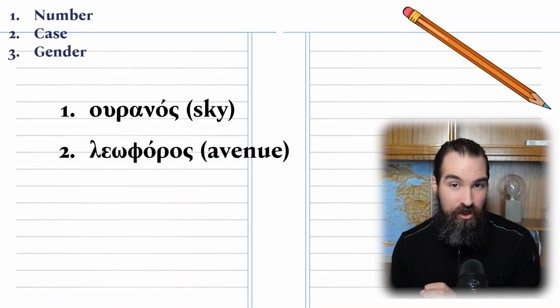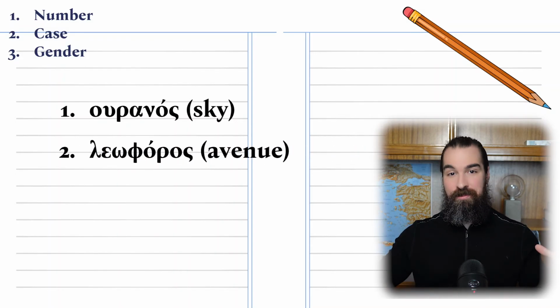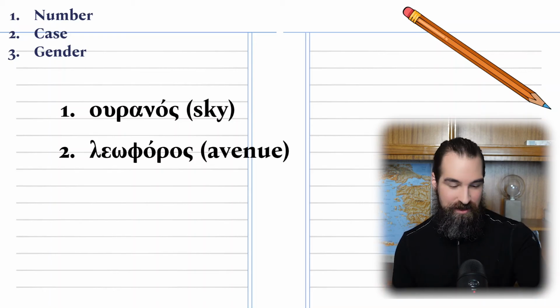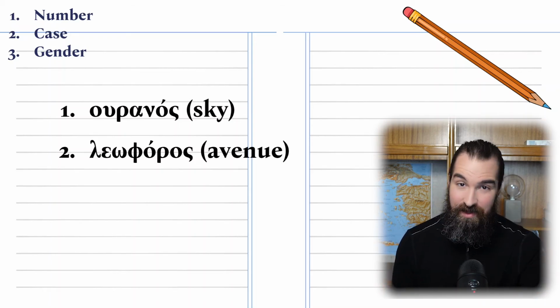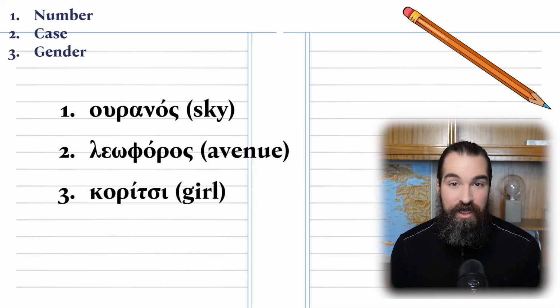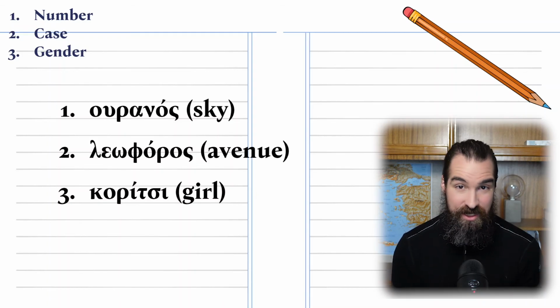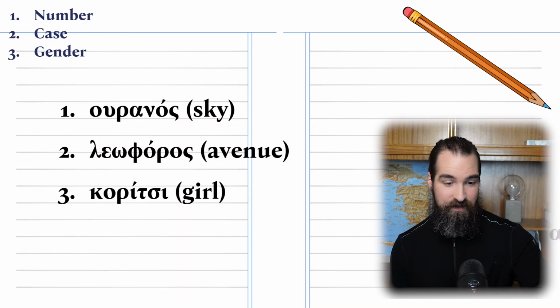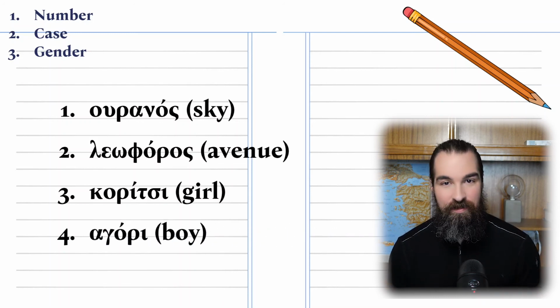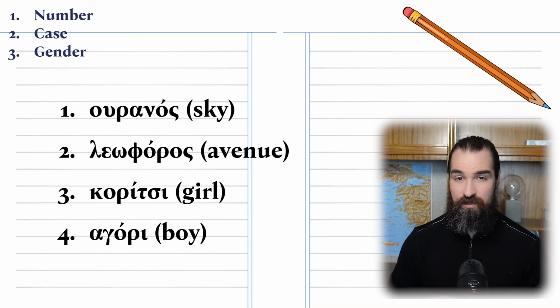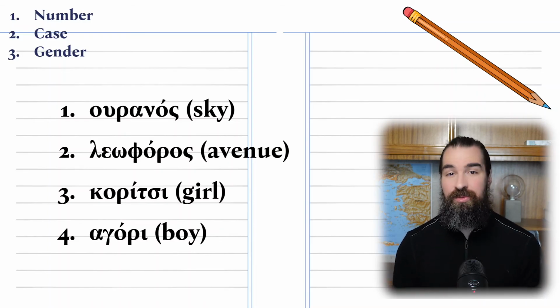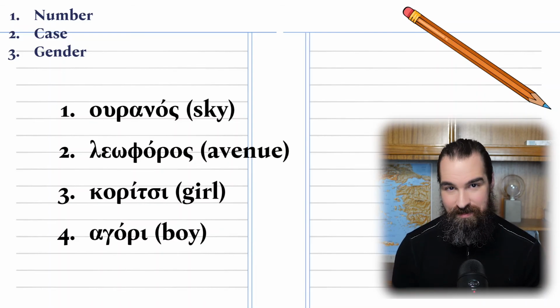Next, Leophoros. Leophoros means avenue. It's a big street. Masculine, feminine, or neuter? Avenue. Number 3, Koritsi. Koritsi means girl. What gender do you think Koritsi is? Finally, number 4, Agori. Agori means boy. What gender do you think Agori is?